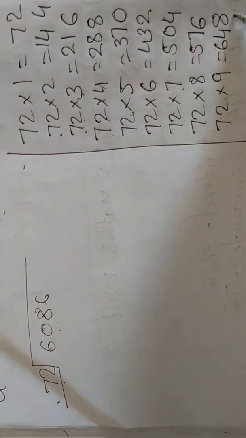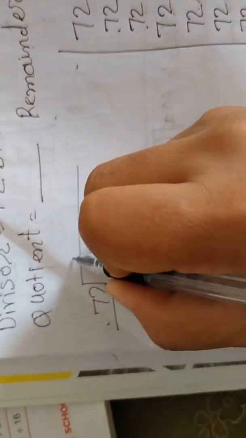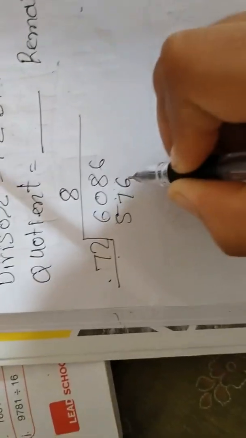648 is a bigger number than 608. So we'll take 72 eights, which are 576. 72 eights are 576.